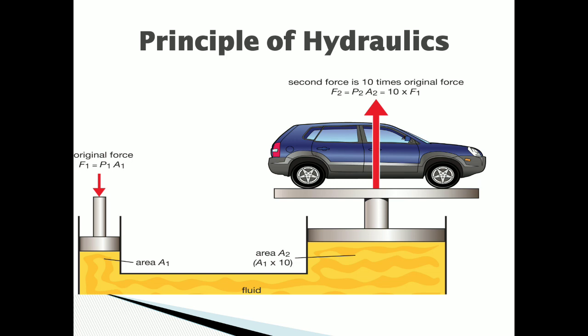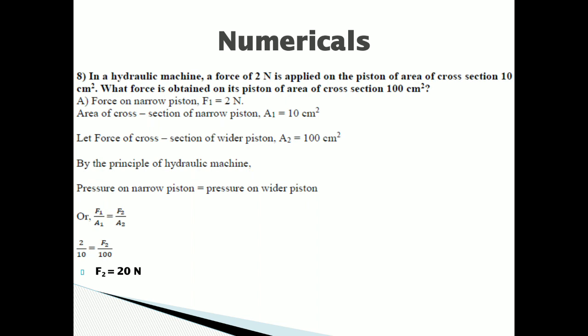Okay, let's proceed. In a hydraulic machine, a force of 2 Newton is applied on a piston of cross-sectional area 10 centimeter square. This means the force we are applying, 2 Newton, is applied on a smaller piston of 10 centimeter square. What force is obtained on a piston of cross-sectional area 100 centimeter square? This means when we apply a force of 2 Newton at a cross-sectional area of 10 centimeter square, the cross-sectional area of 100 centimeter square will move upwards with what force?